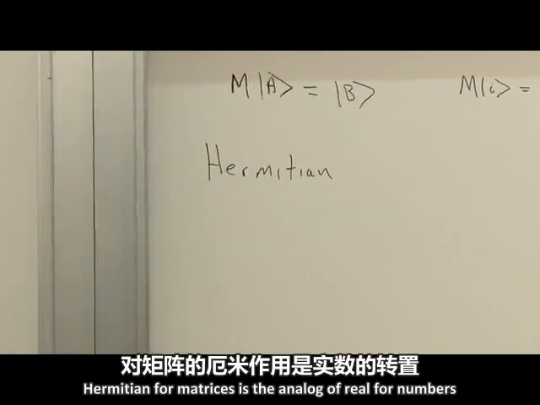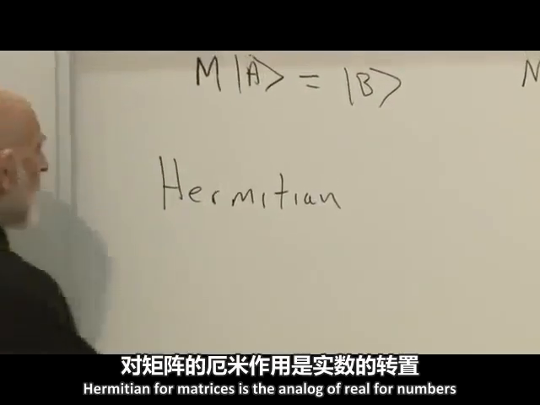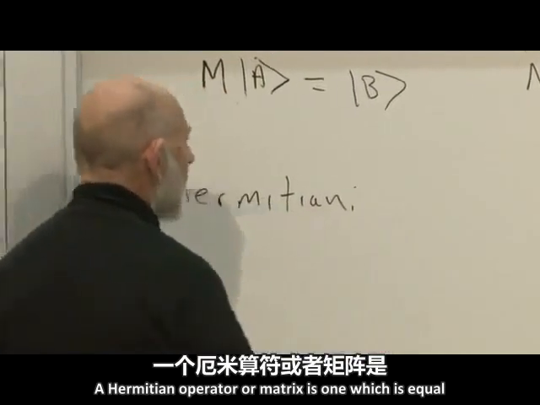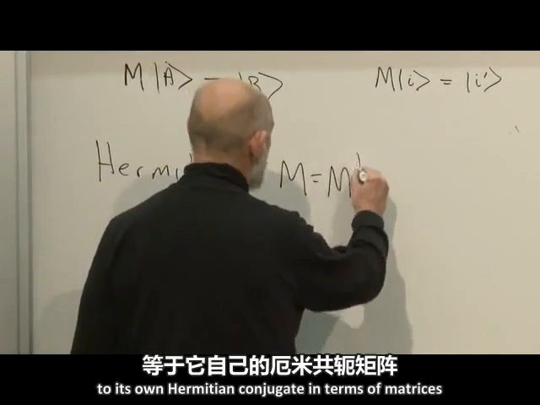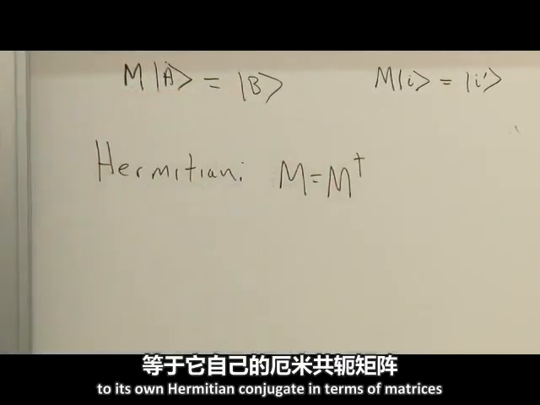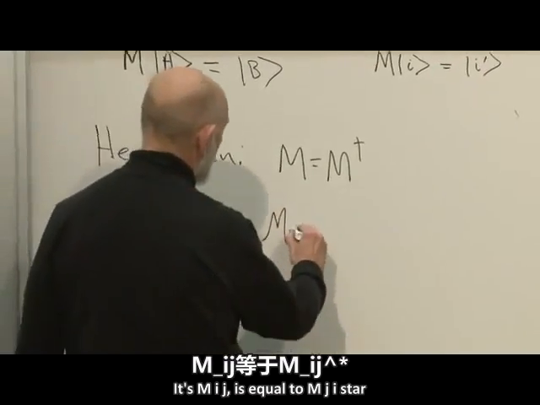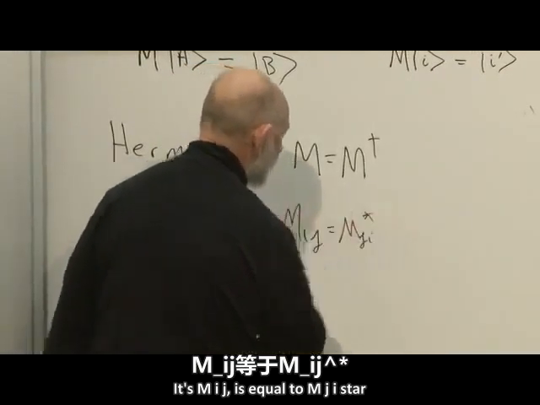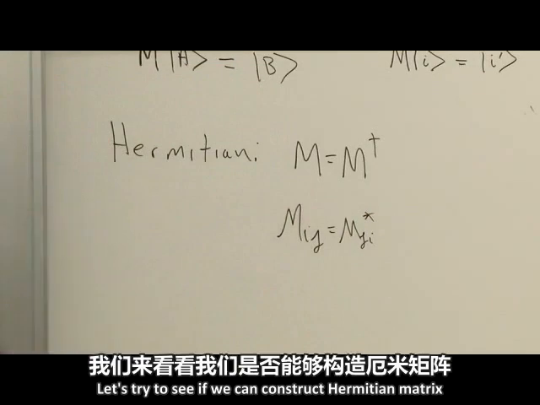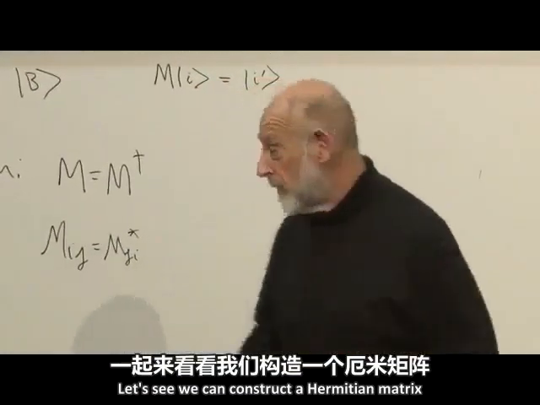Hermitian for matrices is the analog of real for numbers. A Hermitian operator or matrix is one which is equal to its own Hermitian conjugate. In terms of matrices, Mij is equal to Mji star. Let's see if we can construct a Hermitian matrix.